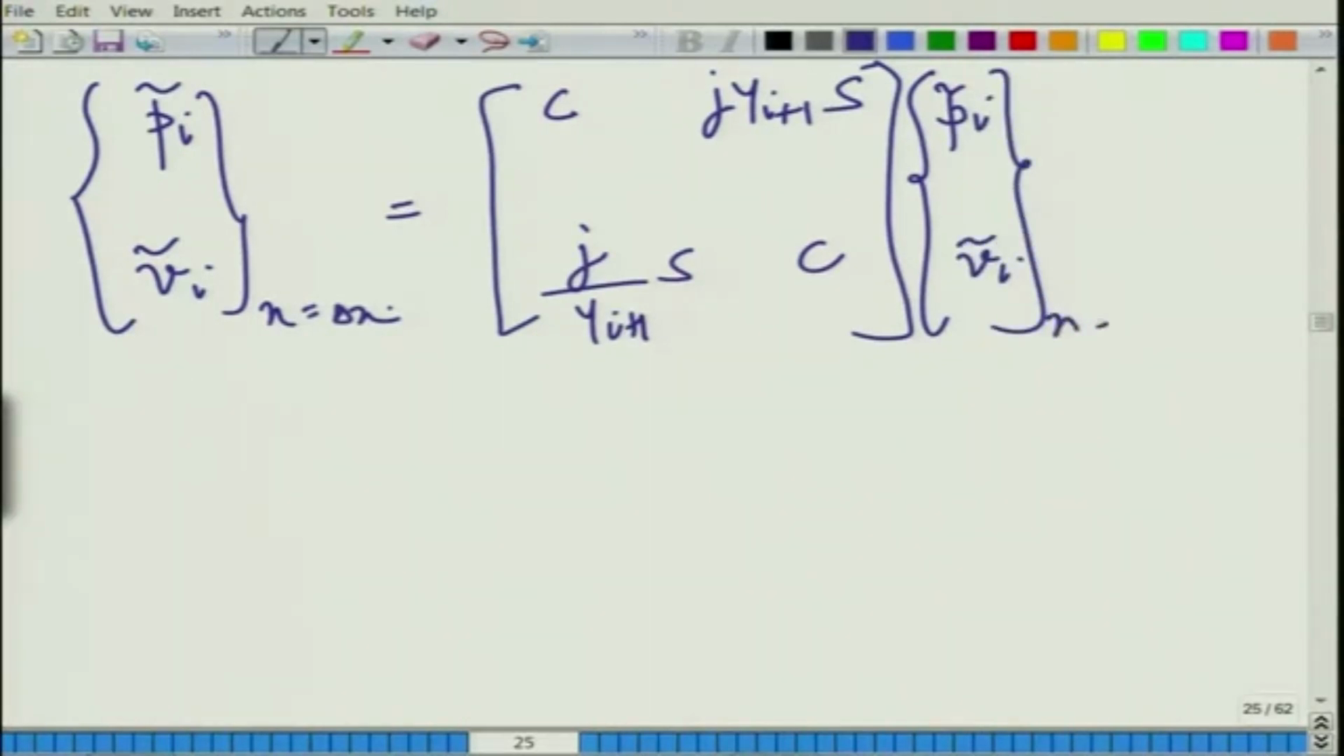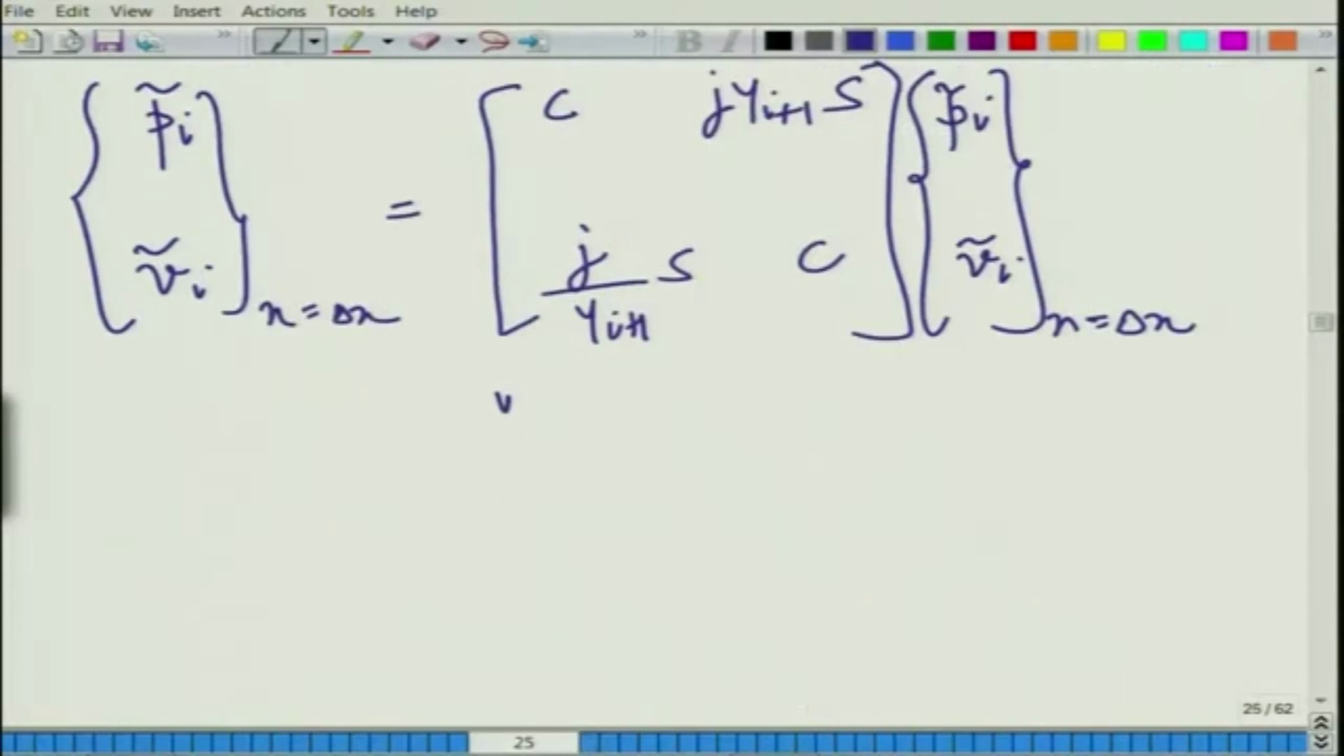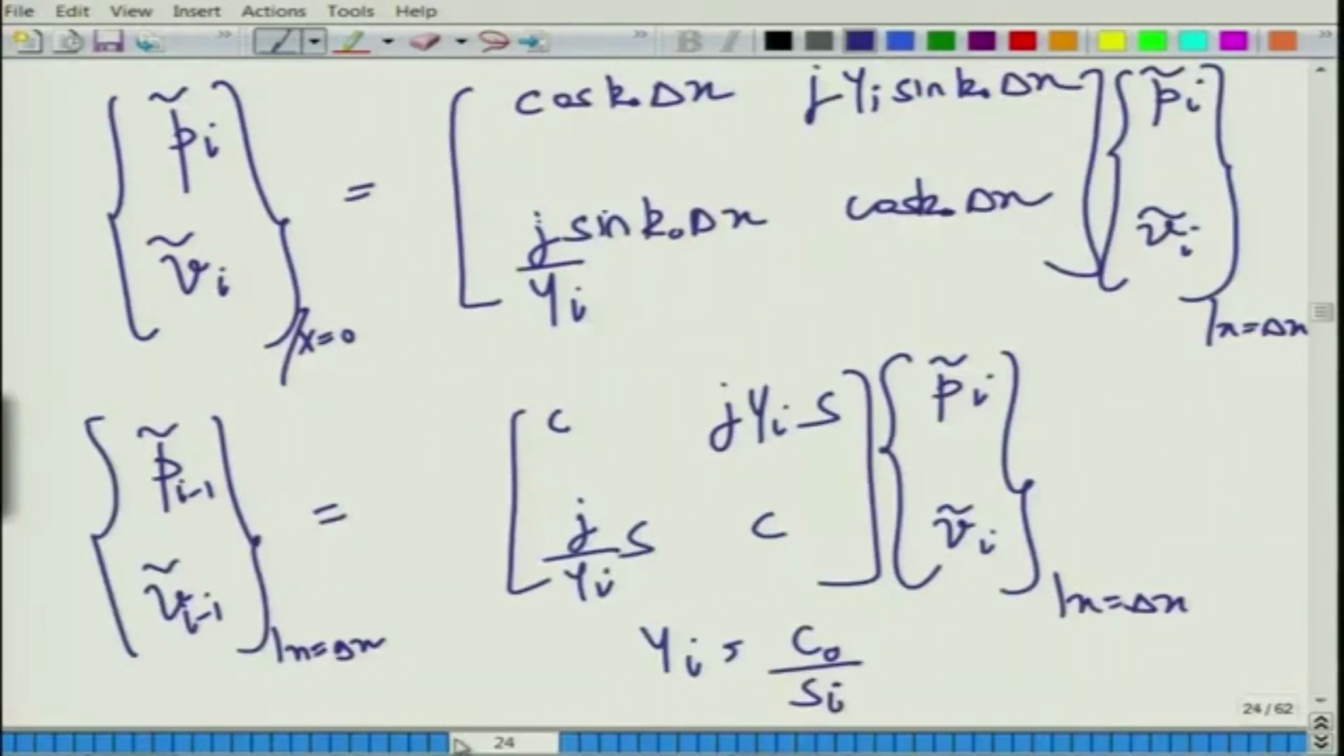And x is equal to delta x. Basically what we get is that here it was y i is equal to C naught by S i, here it is y i plus 1 is equal to C naught by S i plus 1. So, basically how do we go ahead with this particular thing? Now, we need to probably multiply this. So, let me write down the cascaded sequentially multiplied form.